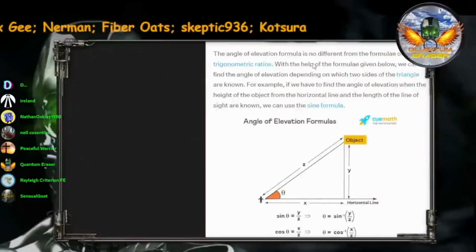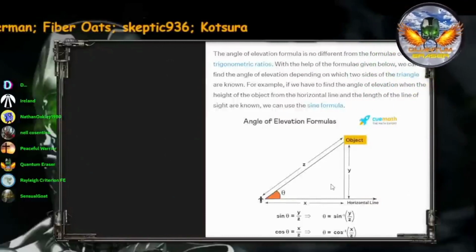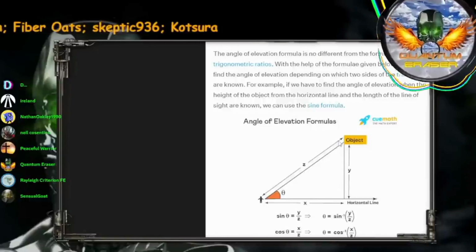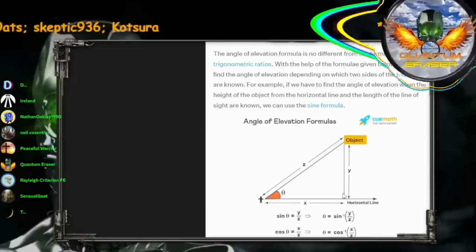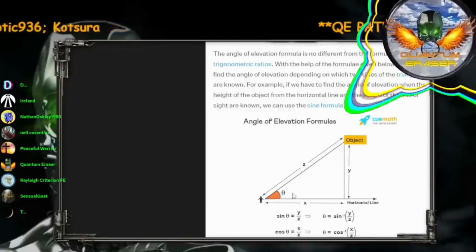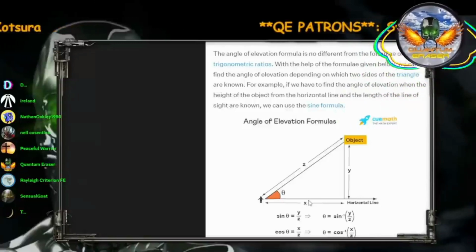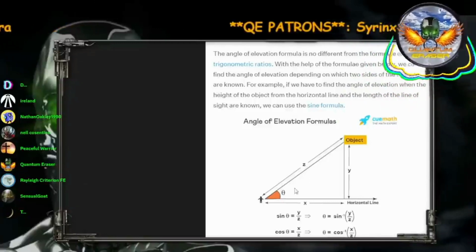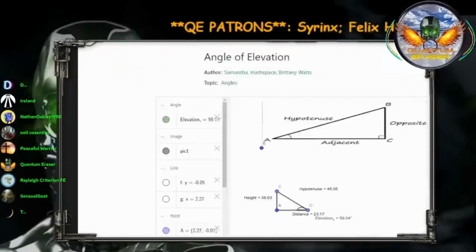Again, from Q Math, elevation angle. I don't know about you, but this looks like a right angle triangle to me. Right? From the object down to the adjacent, that is your 90 right there. It's not depicted here, but that's where it is. And then the elevation angle is from the hypotenuse to the adjacent, this gap right here. Right angle triangle every single time.